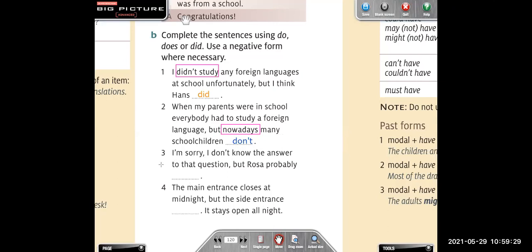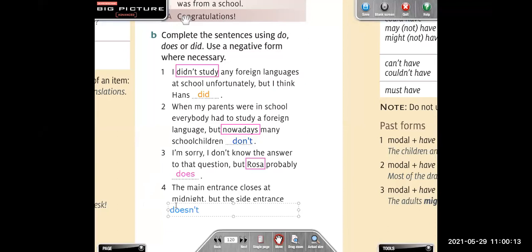Number 3, I'm sorry, I don't know the answer to that question, but Rosa probably does. Very good. Rosa probably does. We are talking in the present, and we are talking about the third person, Rosa. She probably does, right? Very good. Number 4, the main entrance closes at midnight, but the side entrance doesn't. Doesn't. Very good.